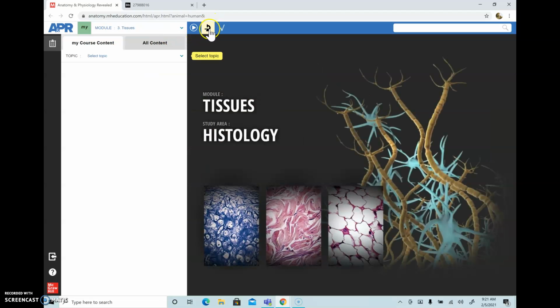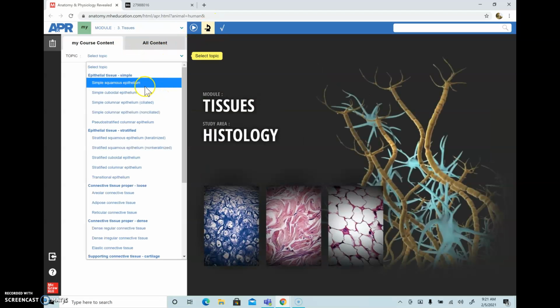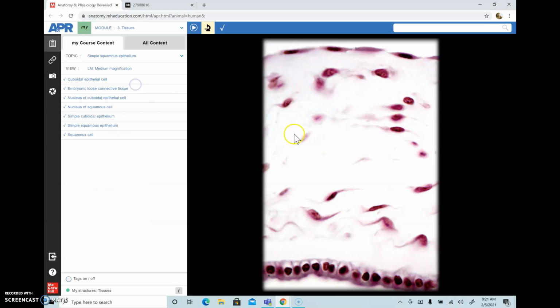So to study histology, you're going to select a module, select tissues and make sure the microscope is selected, and then you can select a topic. So the first tissue we are looking at is simple squamous epithelium. Simple squamous epithelium is present in regions where you need quick absorption and quick secretion. So all membranes, all lumens and ducts are composed of some type of epithelium. But if you want to select simple squamous epithelium, click on the term and it will highlight the epithelium for you in blue.